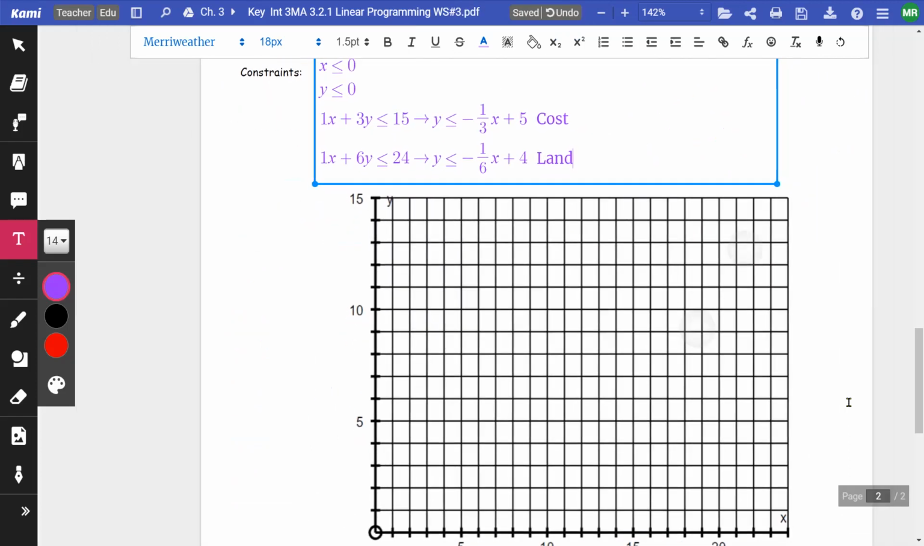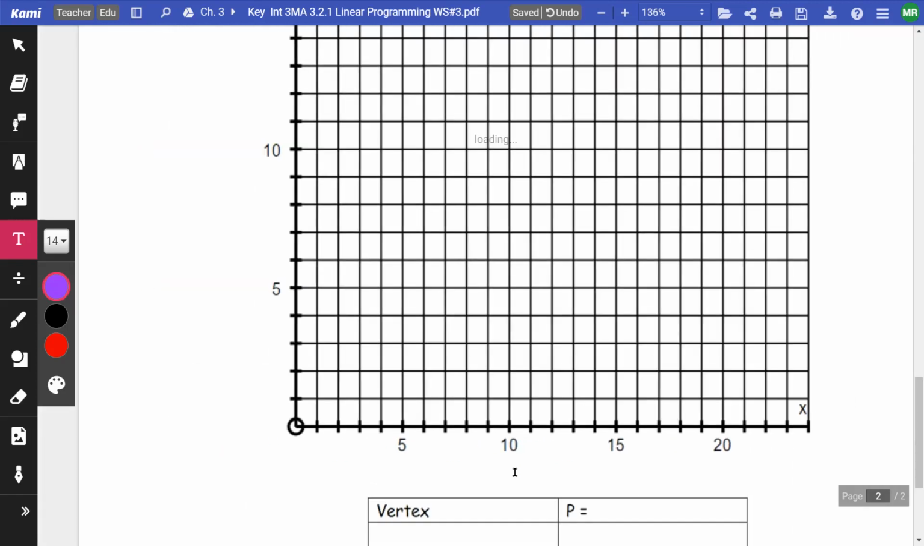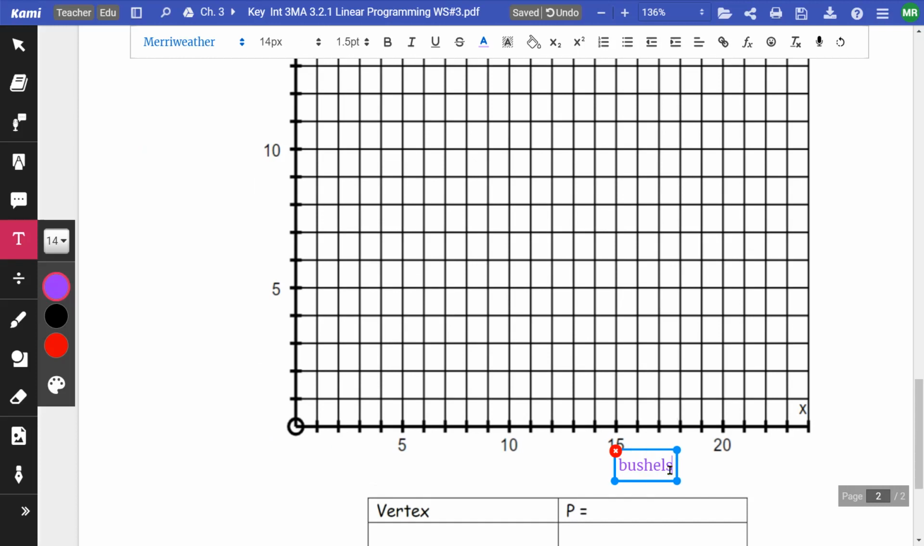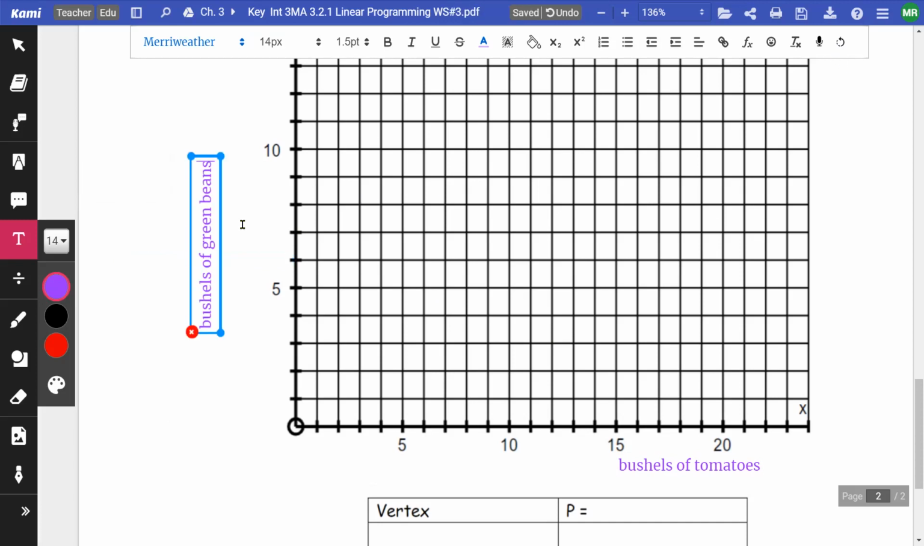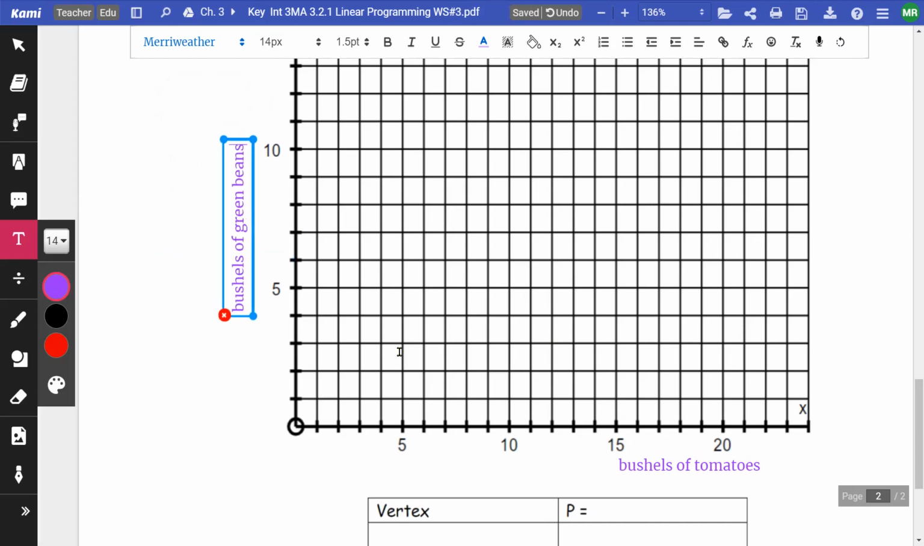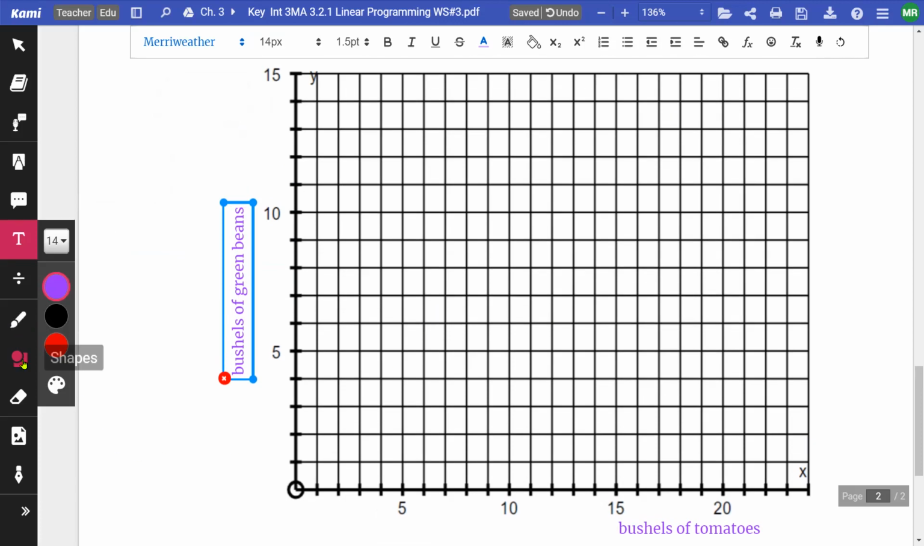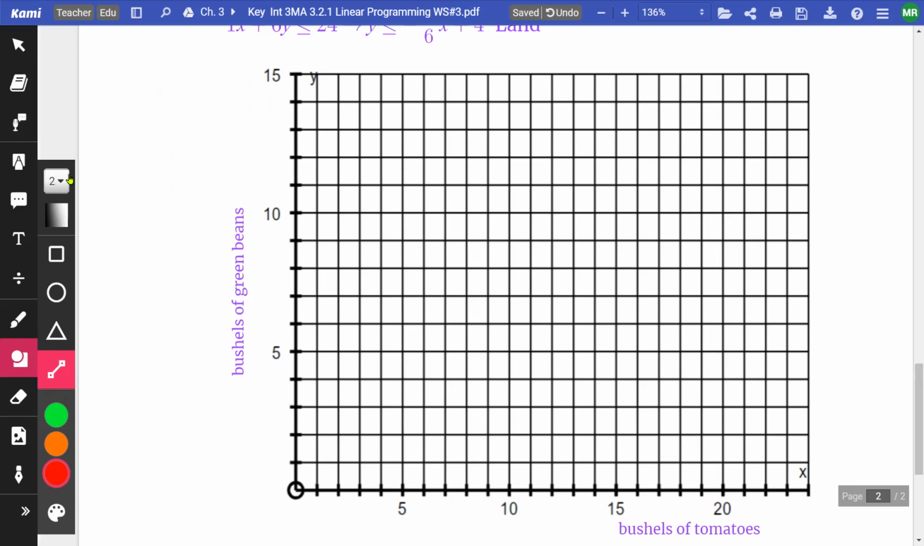Okay, and so let me first just label the sides here. So this is going to be bushels of tomatoes. And this is going to be bushels of green beans. And then I'm going to flip that. Okay. So the very first thing I'm going to do is graph x greater than or equal to 0. Then y is greater than or equal to 0. So I'd be shading above those.